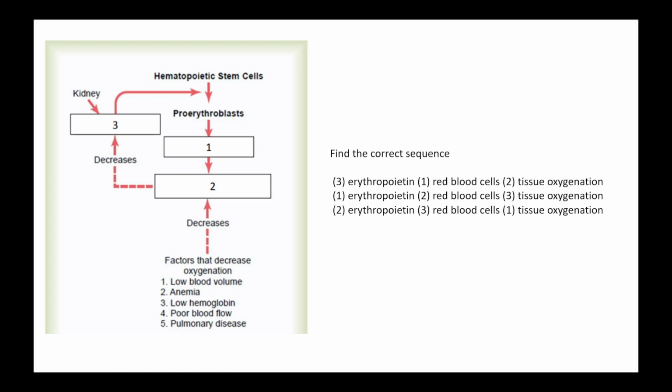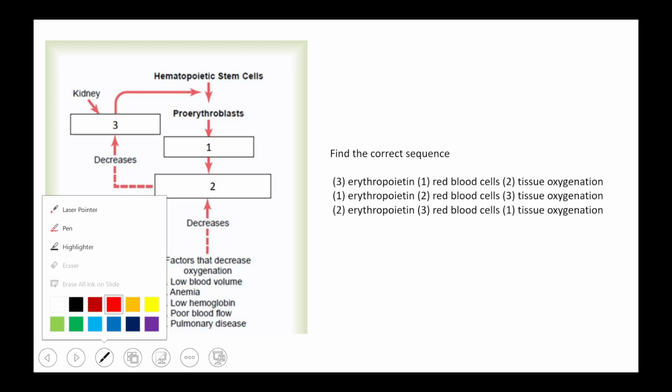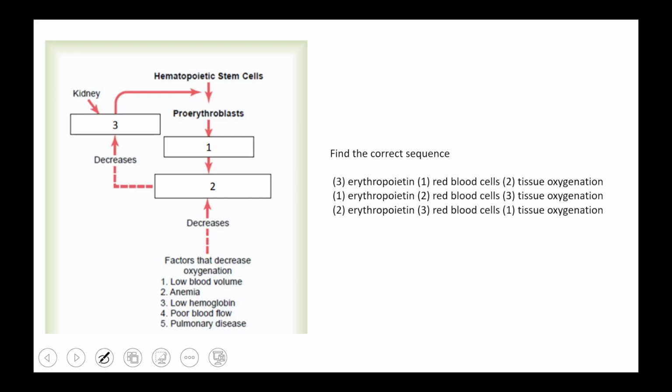So what is this image telling us? It shows RBC production by the kidney. The factors that decrease oxygenation lead to a decrease in tissue oxygenation. When tissue oxygenation decreases, what are the kidneys doing? Renin is for blood pressure regulation, so that is not it.